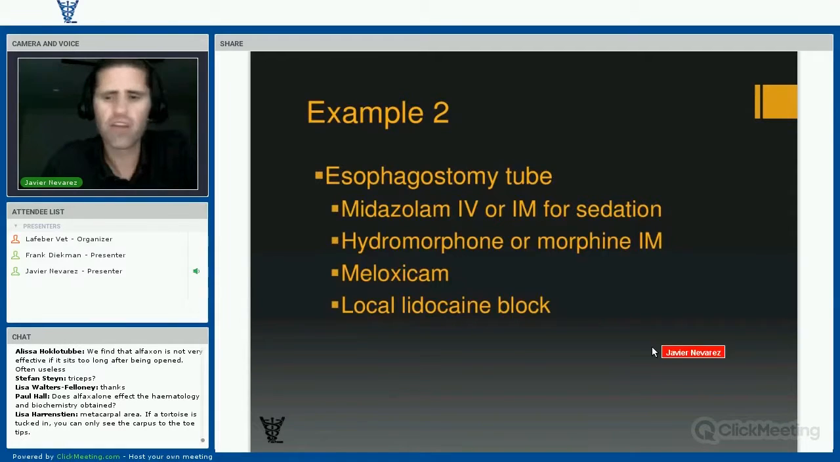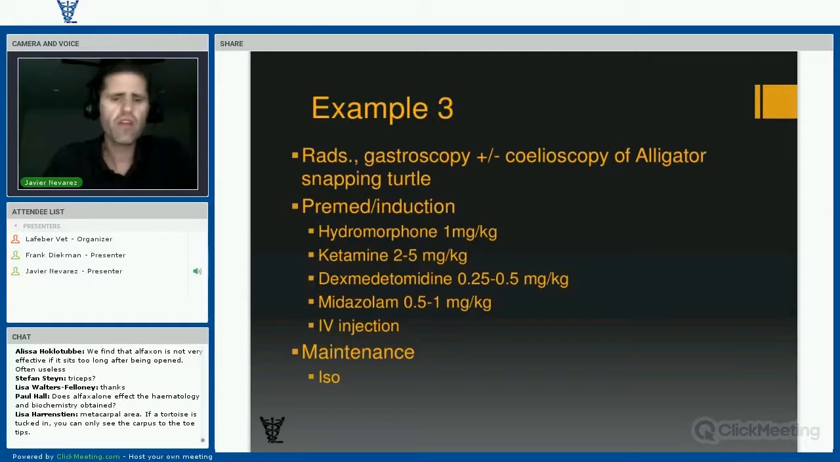But for an esophagostomy, you don't have to knock those animals down. Okay, very, very often you can do them with a tranquilization or a sedation.